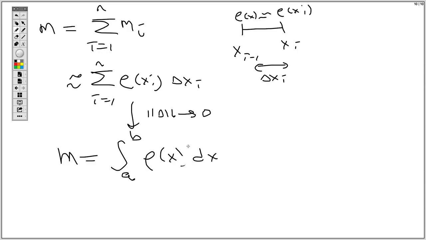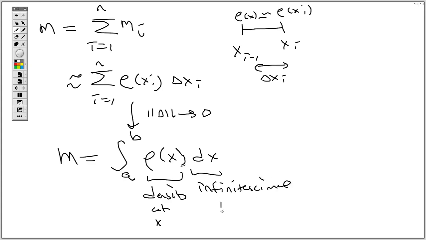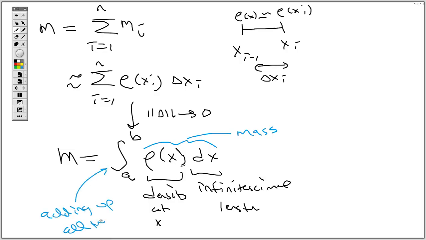And so once again, hopefully you can read the integral here. This is your density at the point x, and this is your infinitesimal length. Which means that when you take that density times that length, this is giving you the mass, and this is adding up all the mass to get to the total mass. Make sense?